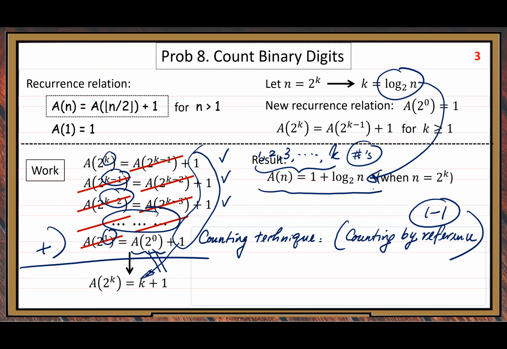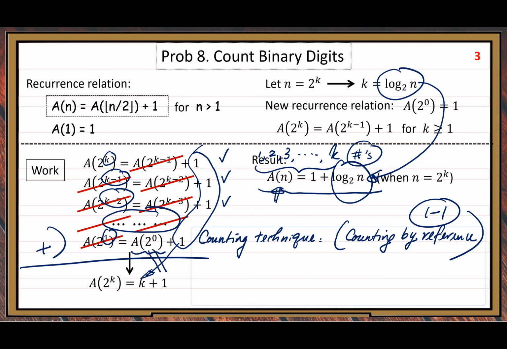Obviously we know log base 2 of n is not necessarily an integer. Where n is not a power of 2, the log base 2 expression is not an integer, but the left-hand side, A of n, must be an integer. The right-hand side is not an integer. So definitely you cannot use this formula when n is not a power of 2. So it is wrong.